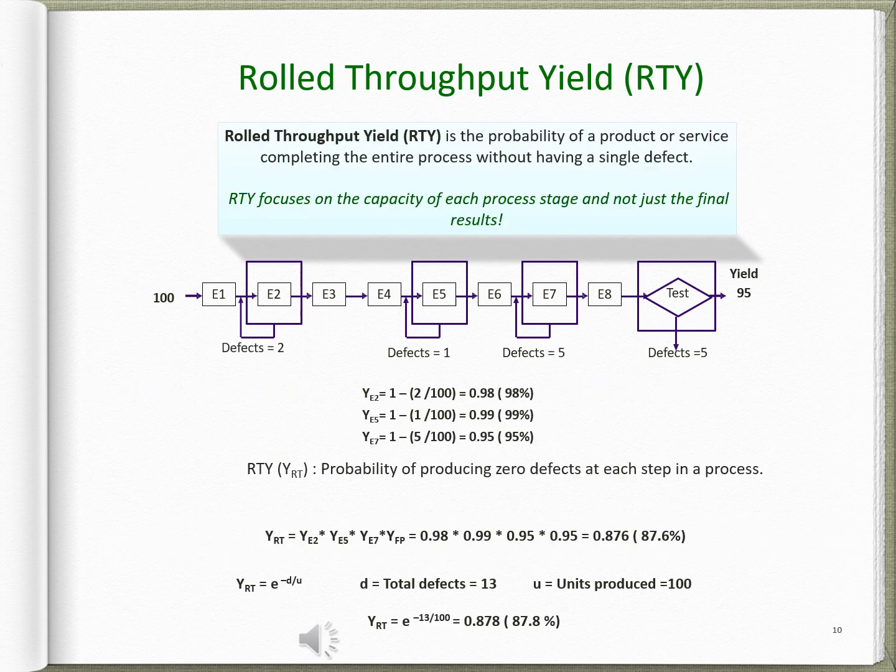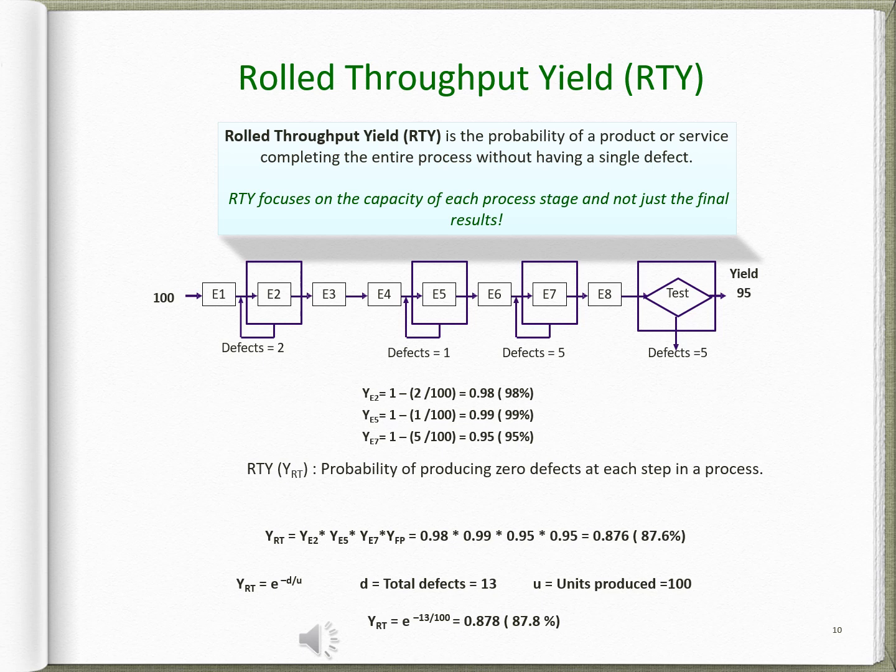Rolled throughput yield, RTY, is the probability of a product or service completing the entire process without having a single defect. RTY focuses on the capacity of each process stage and not just the final results. In our example, the yield of step 2 is 0.98, or 98%. The yield of step 5 is 0.99. The yield of step 7 is 0.95. And the yield of the test at the end of the process is 0.95.